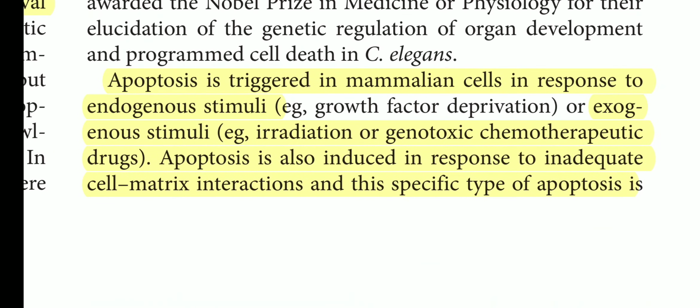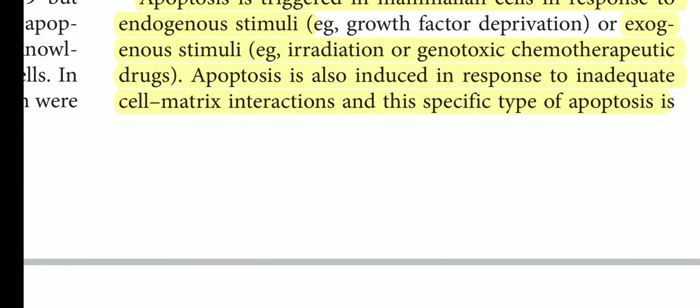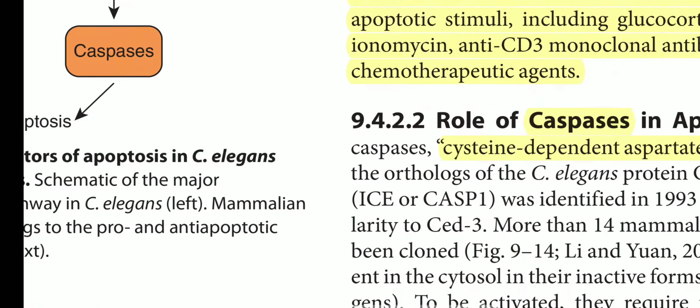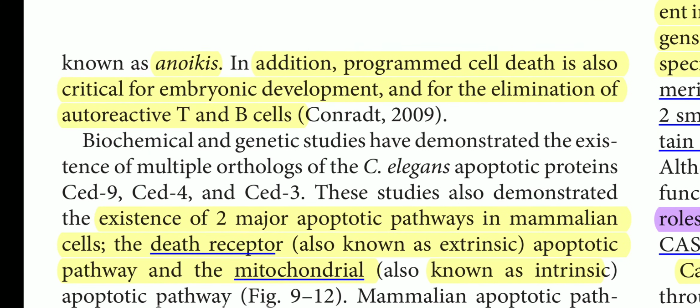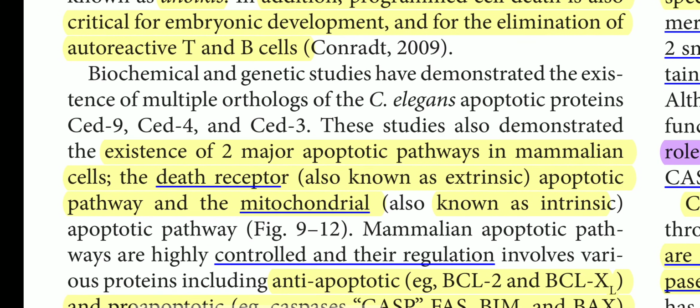Apoptosis is triggered in mammalian cells in response to endogenous or exogenous stimuli. Apoptosis is also induced in response to inadequate cell-matrix interaction, and this specific type of apoptosis is known as anoikis. Apoptosis occurs through two pathways: one is the extrinsic, the death receptor pathway, and the other is the intrinsic, the mitochondrial pathway.